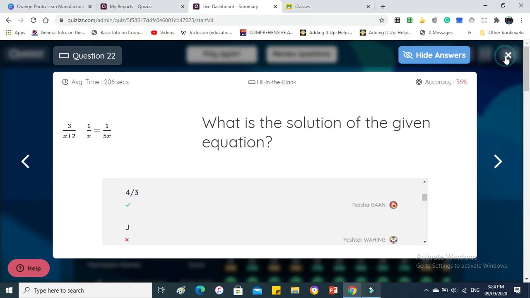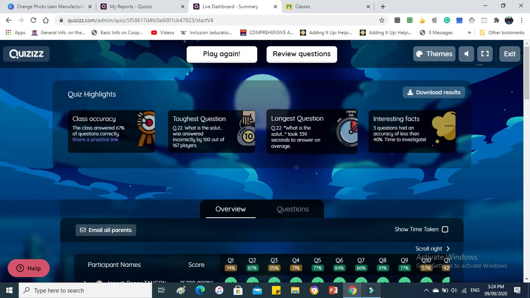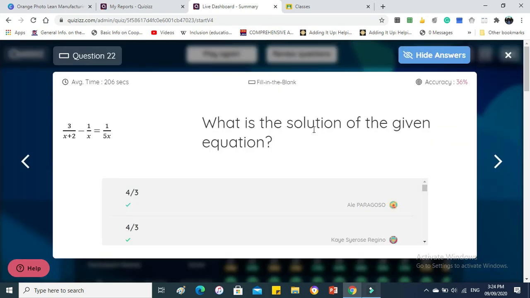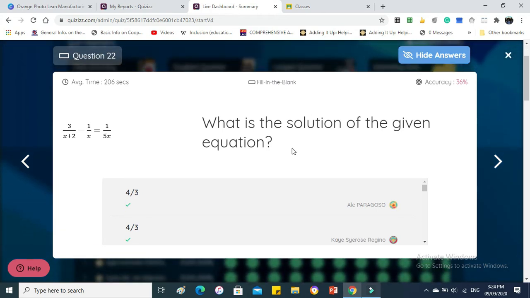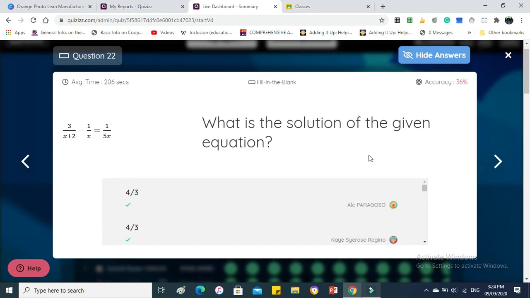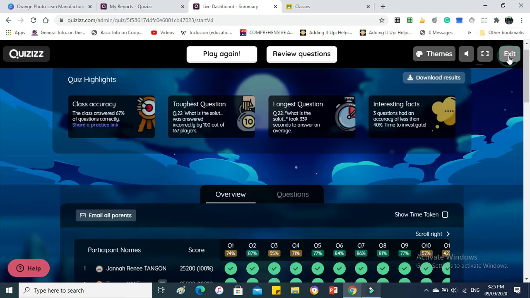Now let us go to the longest question. This is the longest question that it took them to answer: what is the solution of the given equation? Same question as the most difficult. But I think this will not remain the most difficult if I consider their answers. The average time it took them to answer this one is 206 seconds, so definitely a little over 3 minutes.